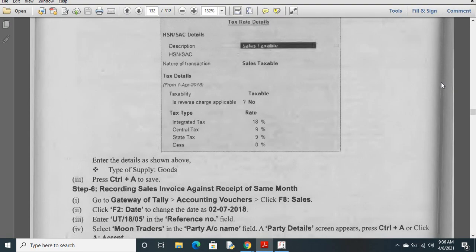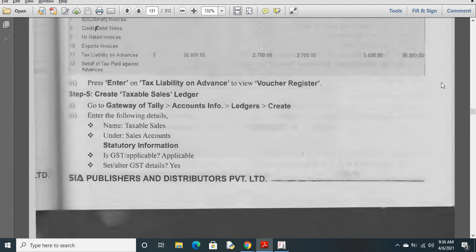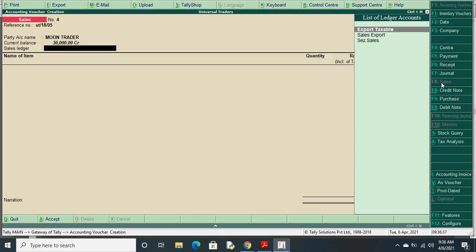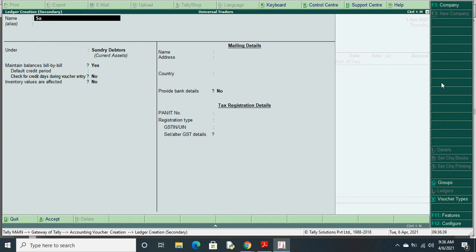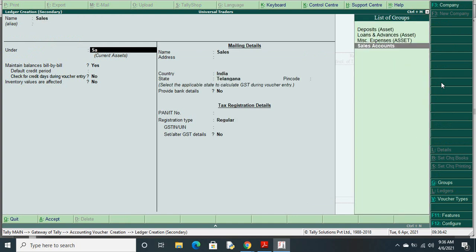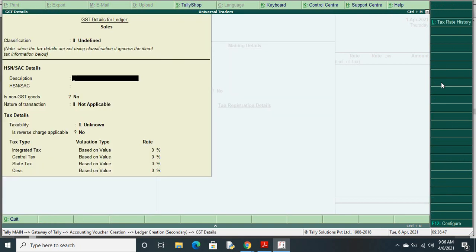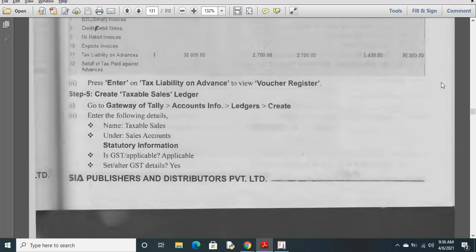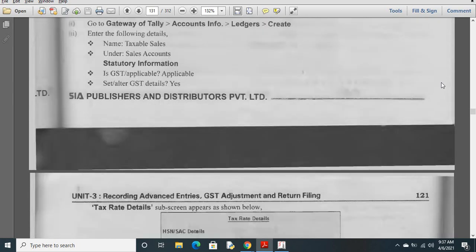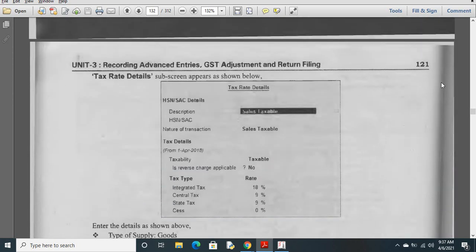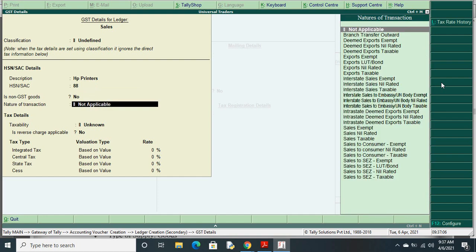Now we have to create a normal sales ledger. Alt C, sales, under sales, yes, applicable, yes. HP printers. HSN number please, 88.